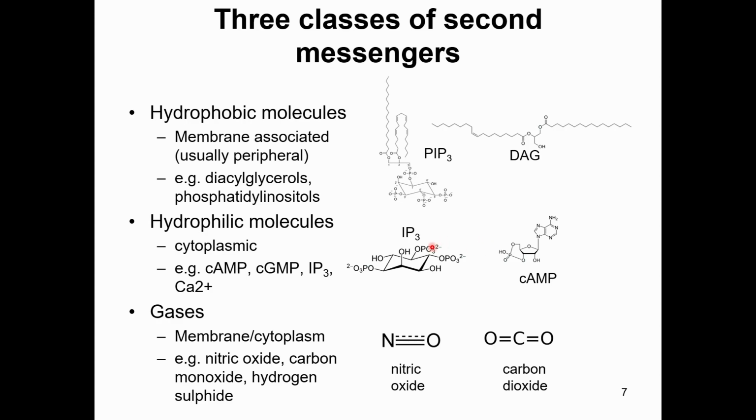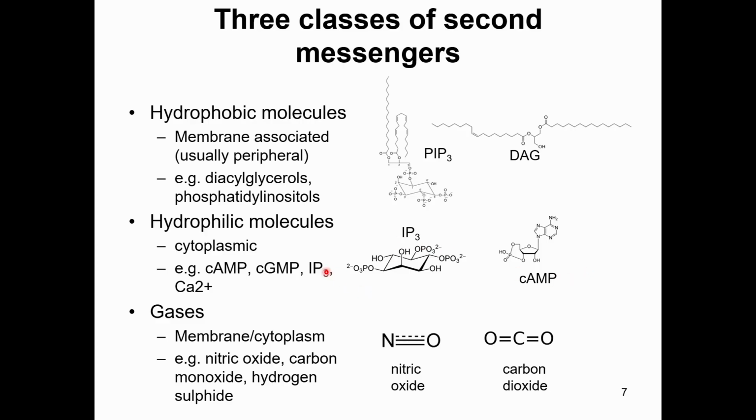Here is IP3, and you can see it looks somewhat like PIP3, but it doesn't have anything that would anchor it into the membrane. So this is actually a soluble second messenger that can also trigger responses. So these are all hydrophilic. Like I said, some examples include cyclic AMP, IP3.